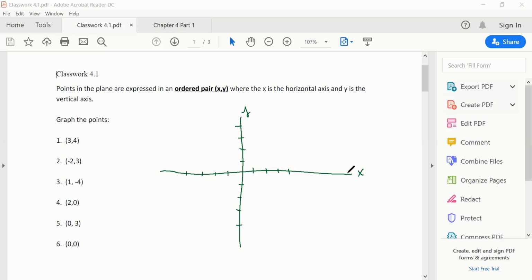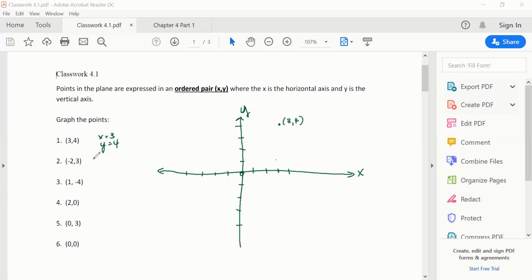So we have our x number line starting at 0 and going in the positive direction this way, the negative direction over here. And then we have y, positive is up and negative is down. So our first point, 3, 4, means x is equal to 3 and y is equal to 4. So we're going to go over 3, 1, 2, 3 in the x direction, and 4 in the y direction. 1, 2, 3, 4. So that point is 3, 4.